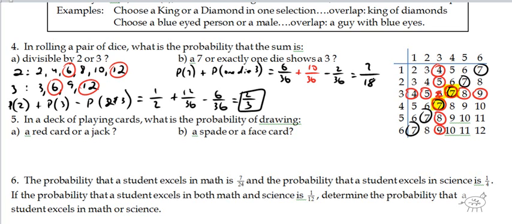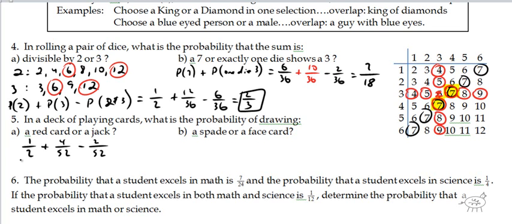Number 5, in a deck of playing cards, what is the probability of drawing a red card or a jack? So what's the probability of getting a red card? Well, half of them are red. What's the probability of getting a jack? There are 4 out of 52, or 1 out of 13, either way you want to do it. But now you got to think of the overlap. How many red jacks are there? Well, there's a jack of diamonds and a jack of hearts. So there's 2 red jacks.